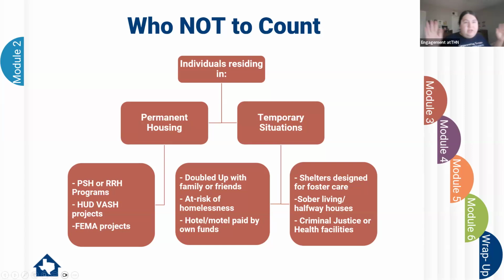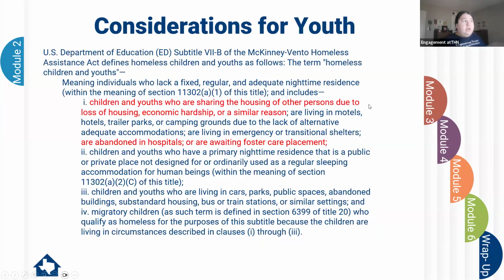In the eyes of HUD, in their infinite wisdom, they consider these people to be housed in these situations, and not literally homeless by the definition that they use, which is admittedly a very narrow definition, but it's the one that we use for the point in time count. All right, so moving on.